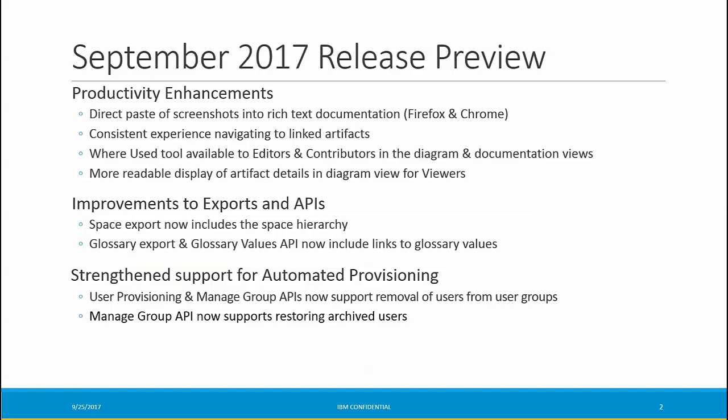As far as the improvements to exports and APIs, the space export now includes the space hierarchy for artifacts and subspaces to facilitate the merging of multiple Microsoft Excel space export files. And the glossary export now includes links to glossary items, as does the glossary values API.